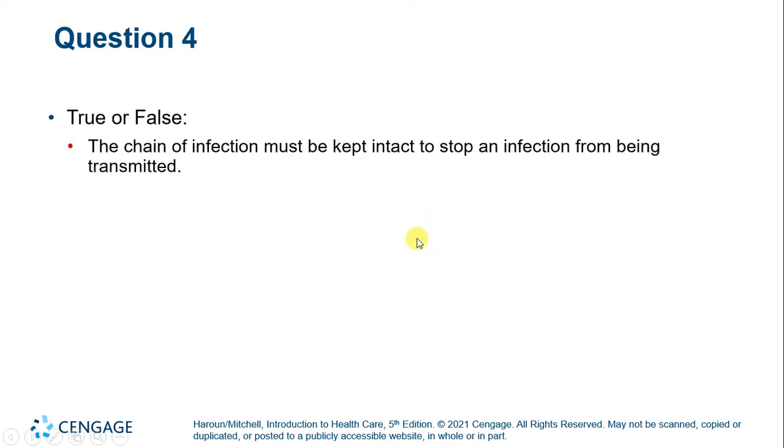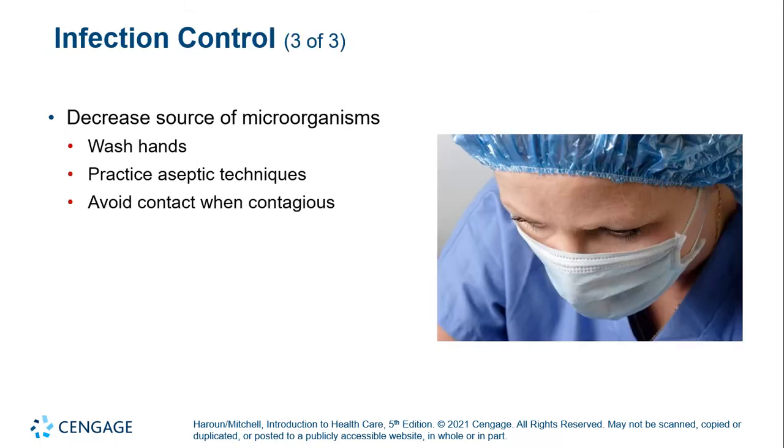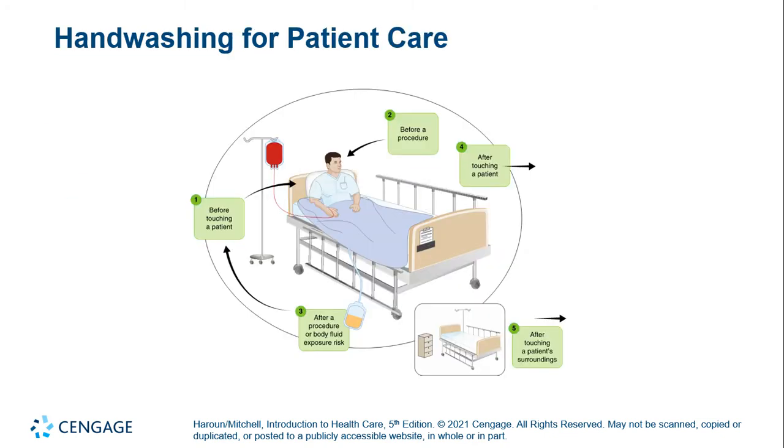Chain of infection must be kept intact? Of course not. You want to break the chain of infection. So the most important thing you can do to decrease the source of microorganisms is to wash your hands. Also practice aseptic techniques and avoid contact when you are contagious. Hand washing should be done often and correctly.